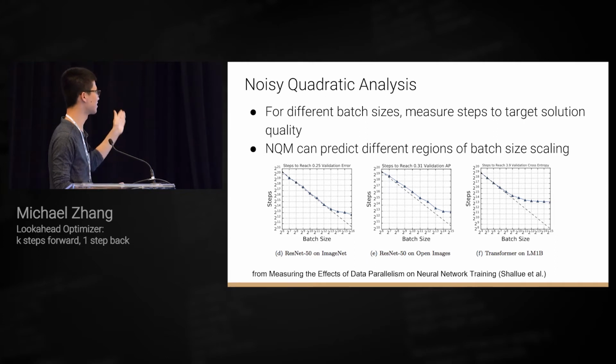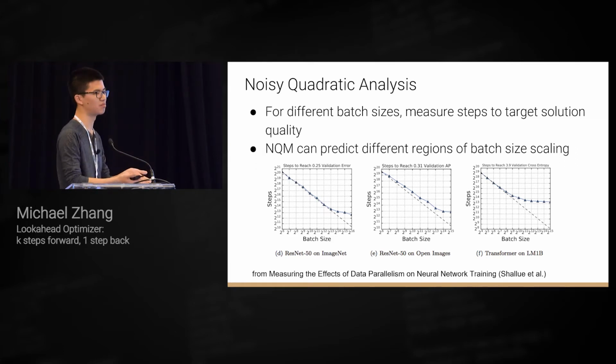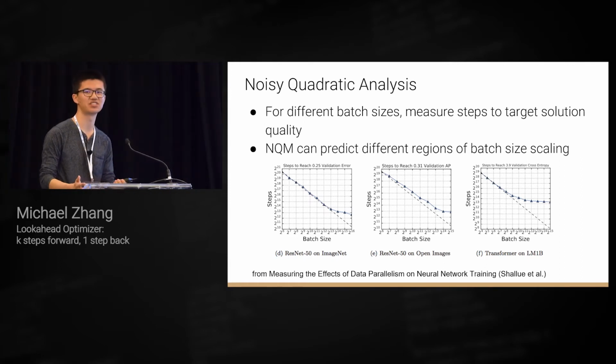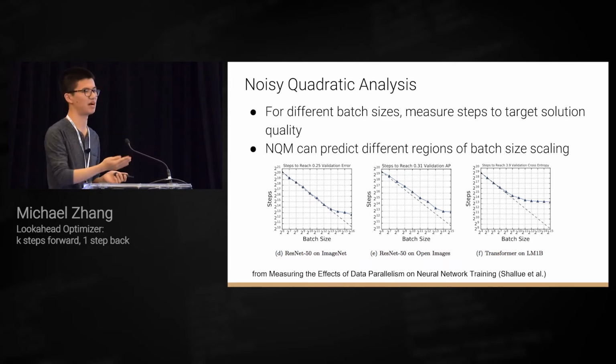But eventually, you don't get this perfect scaling. You get a diminishing returns region, and eventually it flattens off because for large batch sizes, we don't get any more gain from getting a better estimate of the gradient. So the surprising thing is, if you do this noisy quadratic analysis on this particular problem, you're able to predict the effects of batch size scaling. So you can, in fact, tell at what region the batch size scaling tails off. So this suggests the noisy quadratic model is pretty useful in these settings.